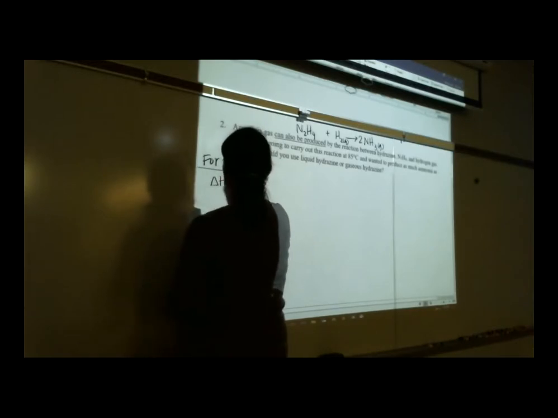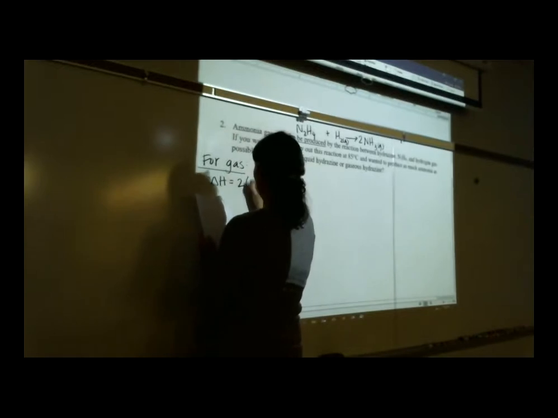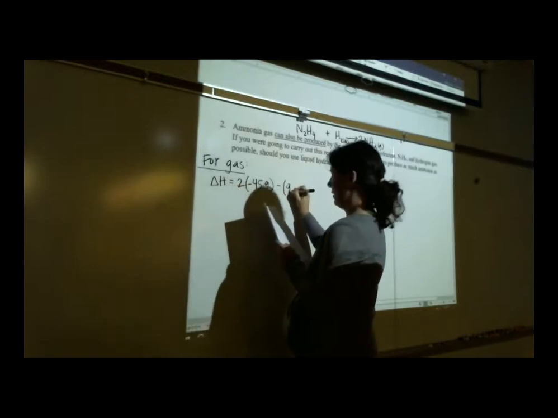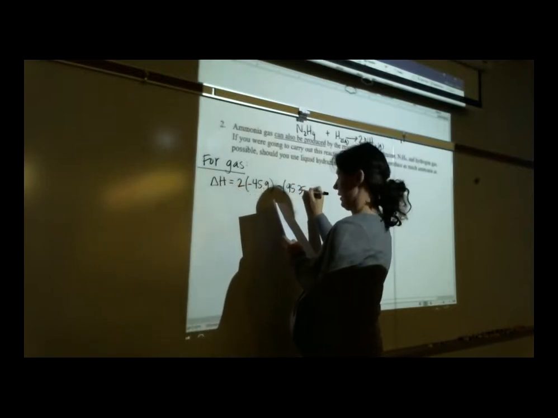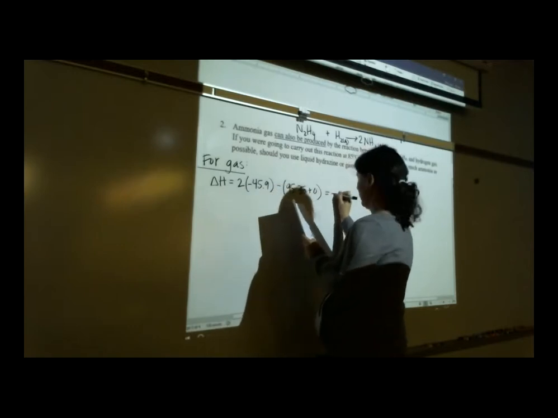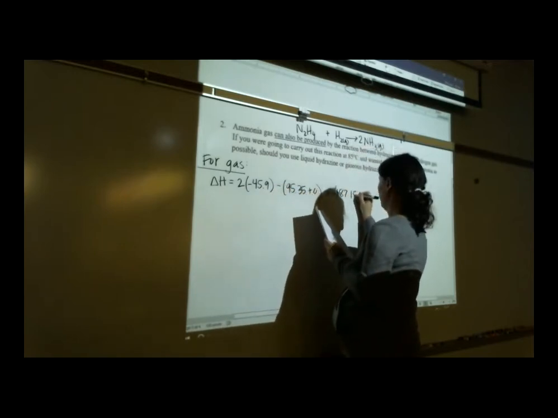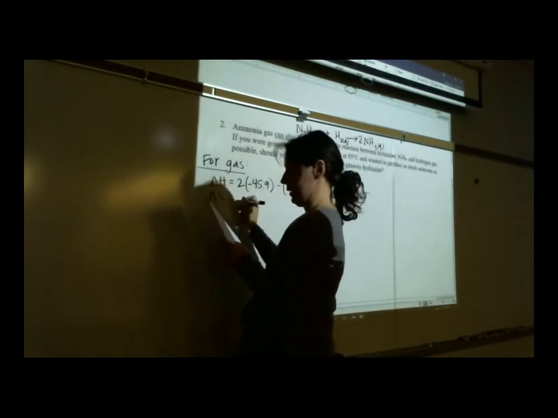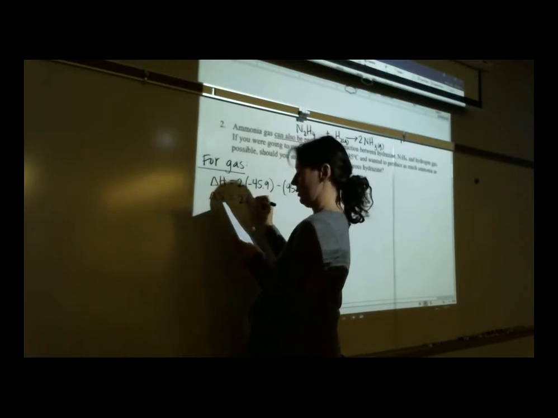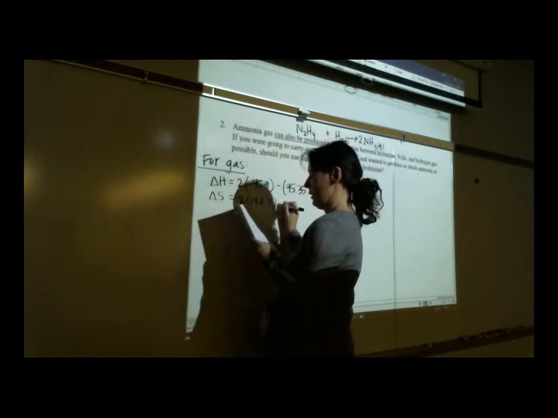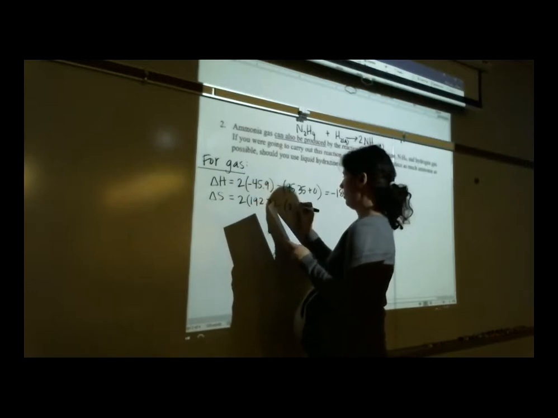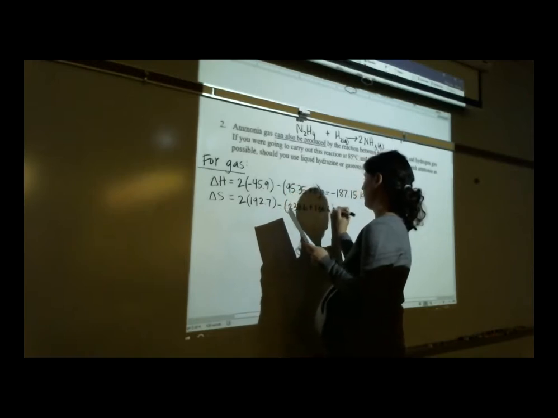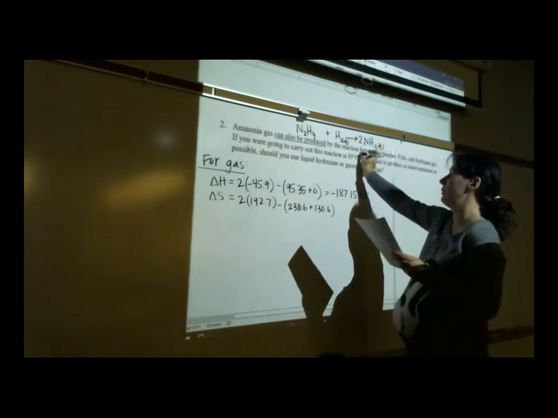Let's see, I got delta H is equal to 2 times negative 45.9 minus 95.35 plus 0. So that's negative 187.15 kilojoules. For delta S, I got 2 times 192.7 minus 238.6 plus 130.6, right? It's always products minus reactants.